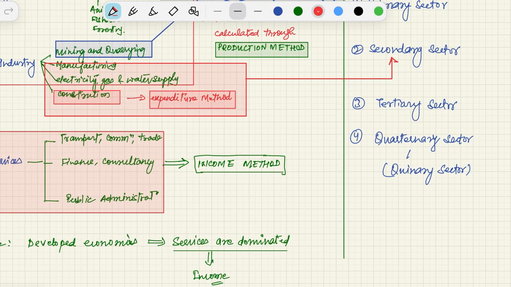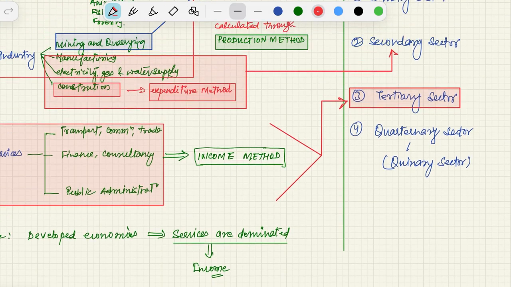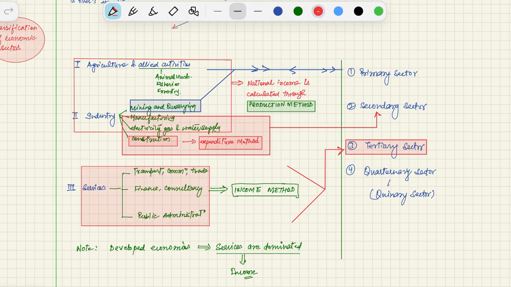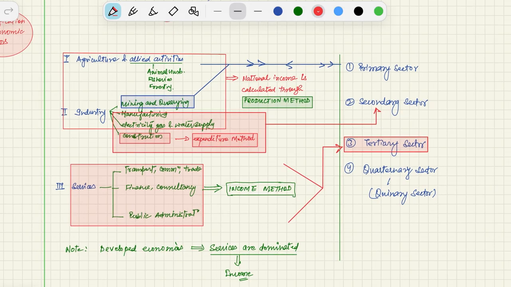And what does the tertiary sector include? The tertiary sector includes all the services. I hope you understand. These terms are interchangeably used. So agricultural and allied activities can also be called the primary sector. Manufacturing, the majority of it, is in the secondary sector, so it is called the secondary sector. And services overall come under the category of services.